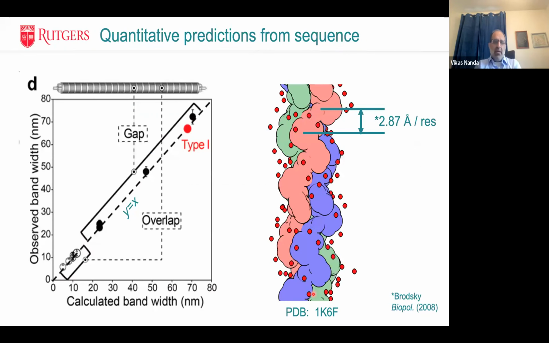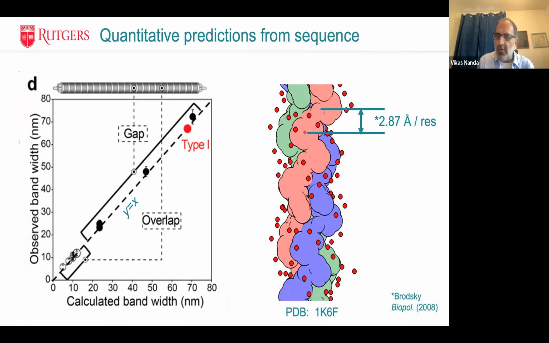And when we look at all the different designs that we tried, over 2 or 3 dozen different types of constructs, and if we plot the observed bandwidth, so measured from these micrographs, against a calculated bandwidth, the way that we calculate what the width of a band should be is we look back at the molecular structure of the triple helix. And we ask, if you were looking along the triple helix axis, what is the rise per residue for one amino acid along this?